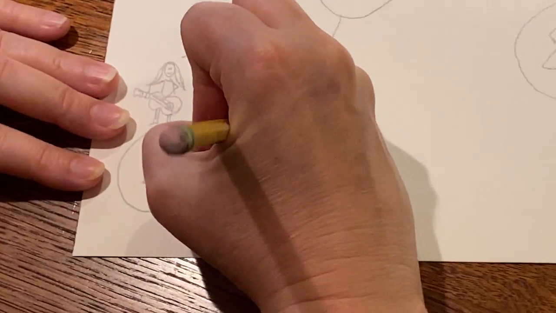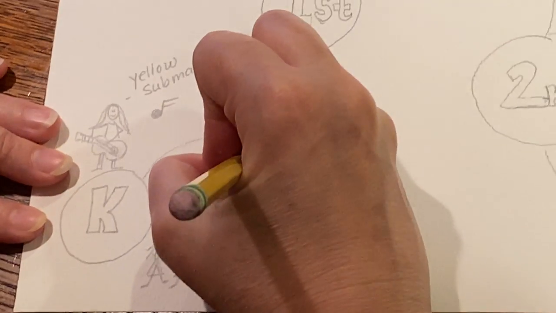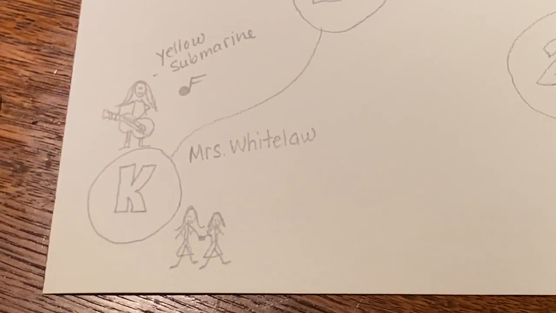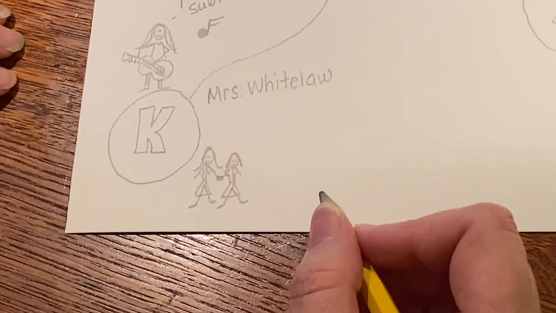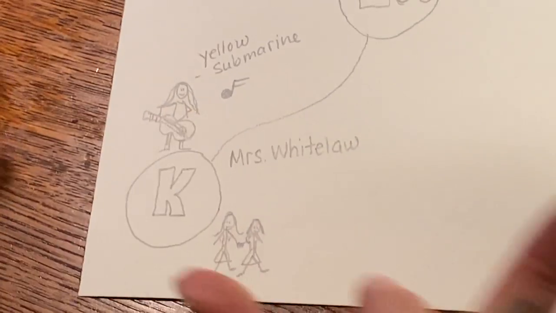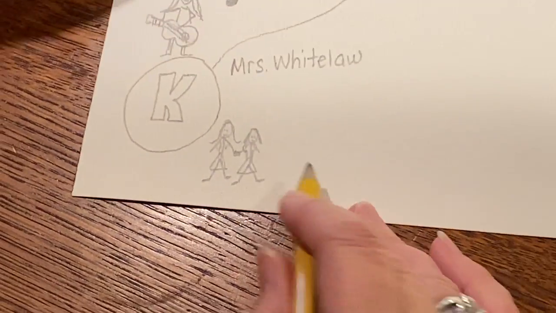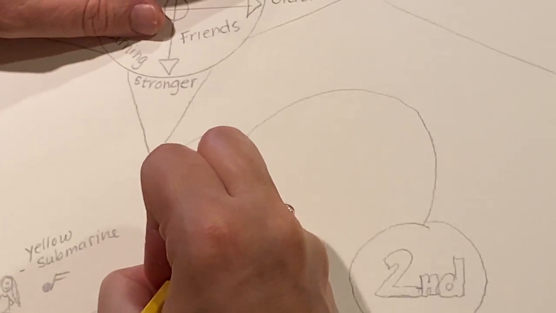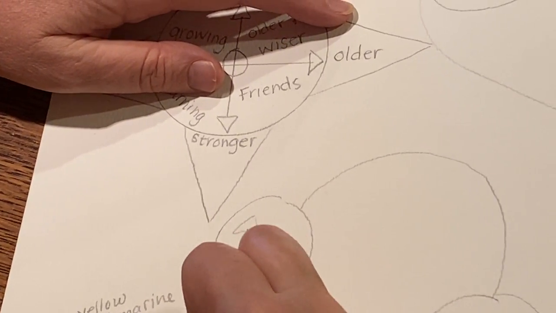Her name was Mrs. Whitelaw. And Mrs. Whitelaw had bright blue eyes and black hair that was like the biggest beehive hairdo you've ever seen in your life. She was super nice, but really crazy hair. Okay, then first grade, so this was my teacher with the best name ever, Mrs. Peacock.